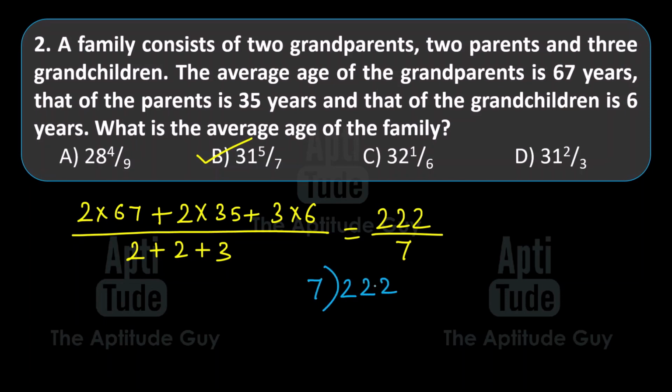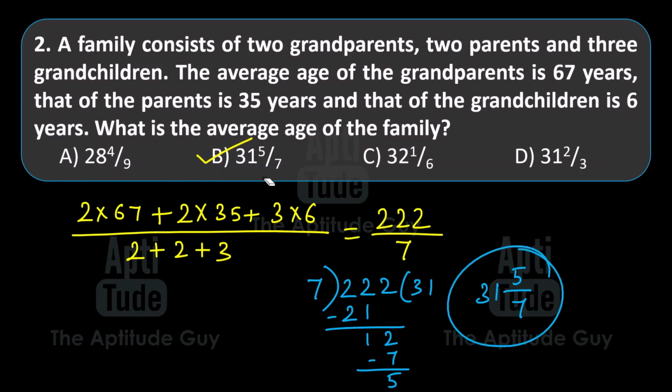222 divided by 7. So, 7 3s are 21. Remainder is 1. Then this 2 comes here. Then 7 1s are 7. Then the remainder is 5. So, what happens here? Quotient, remainder, divisor. Quotient first, 31. Remainder, 5 by the divisor 7. 31 5 by 7. That is the answer.